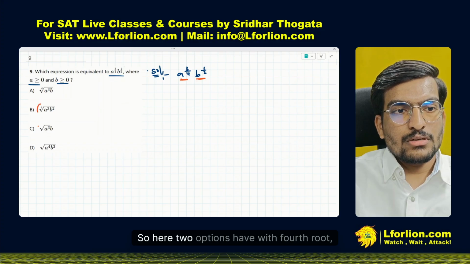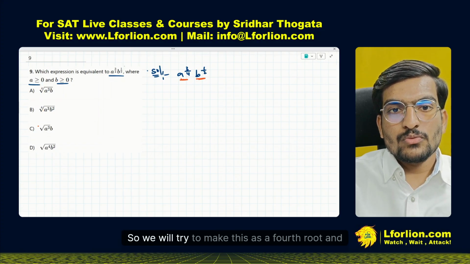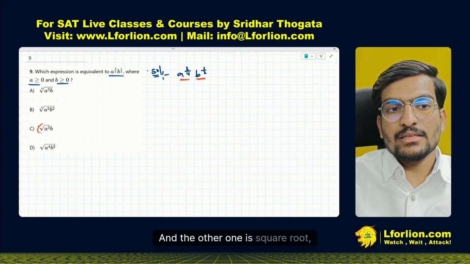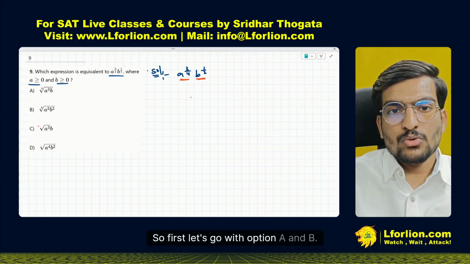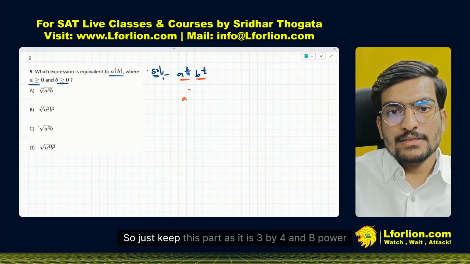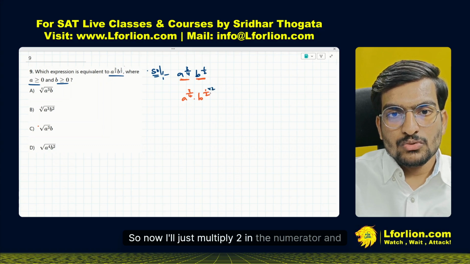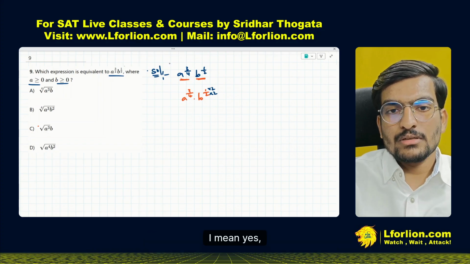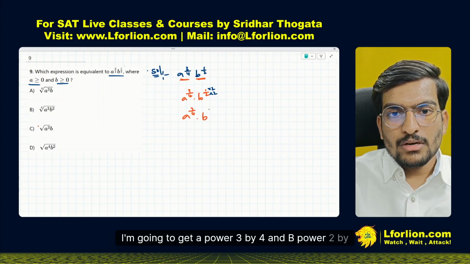So two options have the fourth root, root is 4, so we'll try to make this a fourth root, and the other one is square root, we'll try to make the exponents too. So first let's go with options a and b. Just keep this part as it is, a power 3 by 4 and b power 1 by 2. Now I'll multiply 2 in the numerator and denominator for the exponent of b. So I'm going to get a power 3 by 4 and b power 2 by 4.